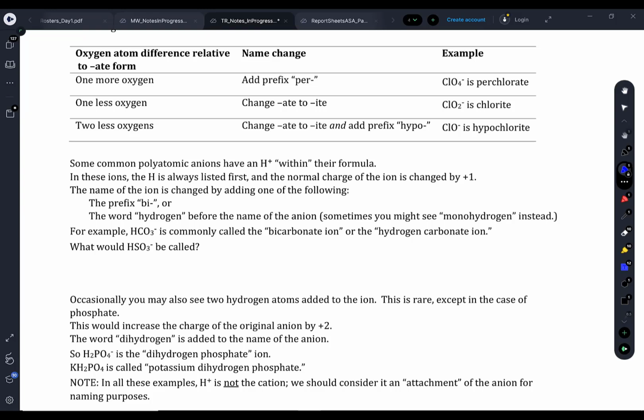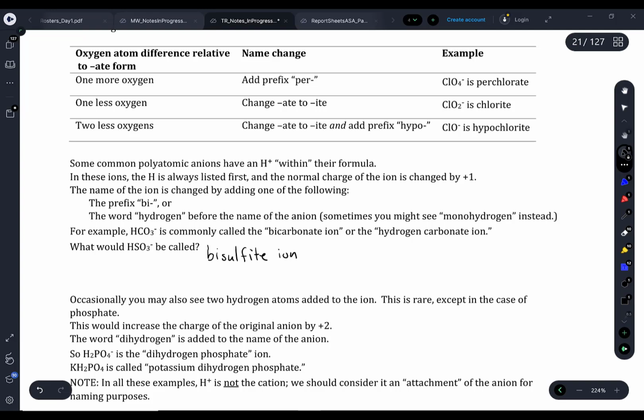That's what that is. What would this be called? What are the two acceptable names for that? Yes, sulfate we know is SO4. So if this is SO3, it's sulfite. Good. So it would be called either the bisulfite ion or hydrogen sulfite ion.